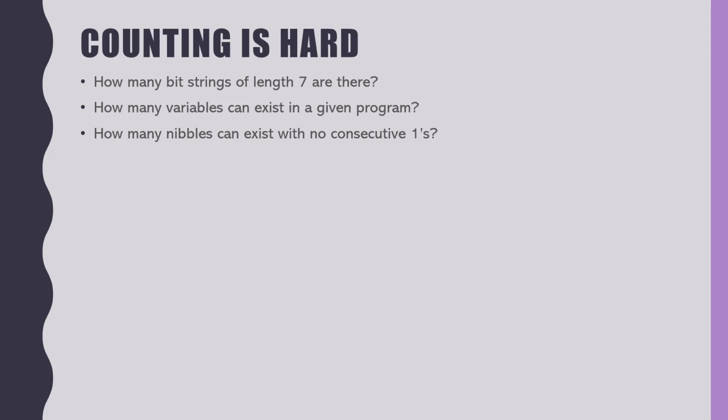But how many of those can exist with no consecutive ones in a row? In other words, 1, 1, 0, 0, that one is not what we're talking about because it's 2 ones in a row. 1, 0, 0, 1, that's one of them, right? How do we count that? We'll talk about that later.